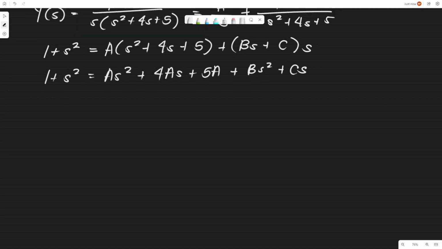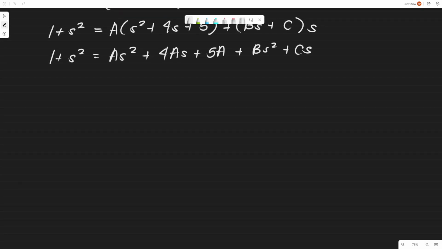coefficient method, no? So, s squared, s raised to 1, s raised to 0, kasi s squared yung pinakamataas natin, no? As you can see. Ayan. So, we have here, 1 is equal to A plus B. Diba? For the coefficients, 1 is equal to A plus B.